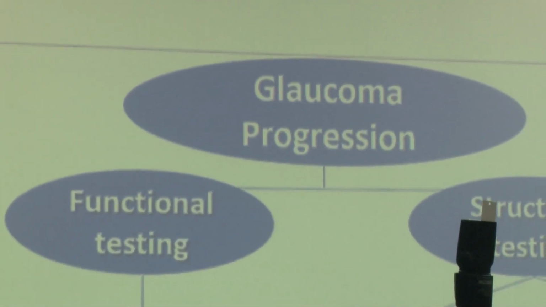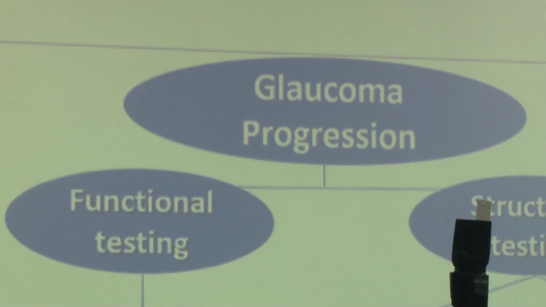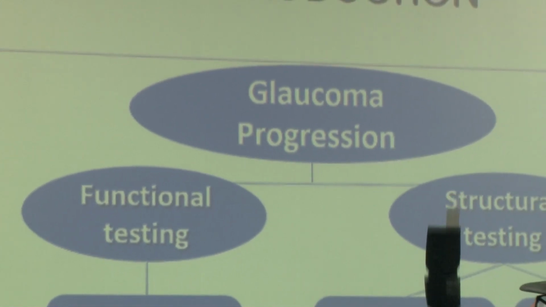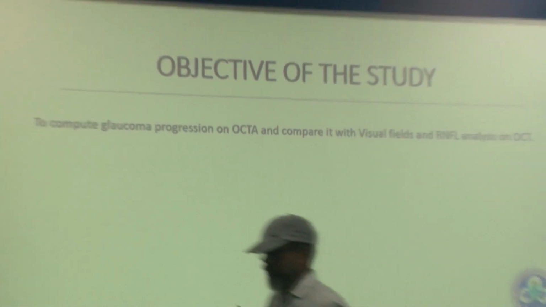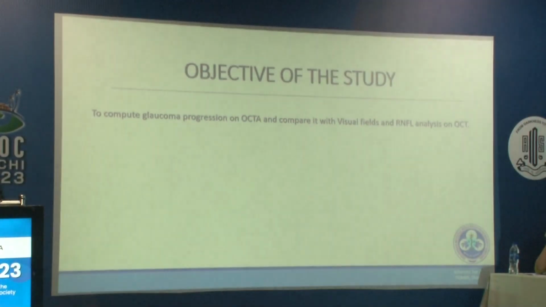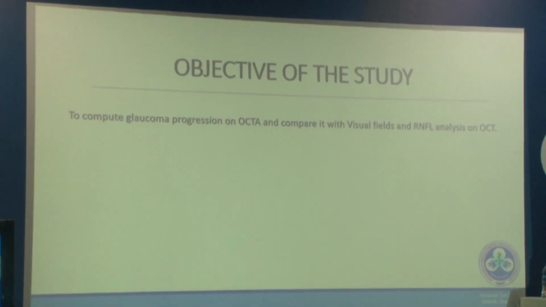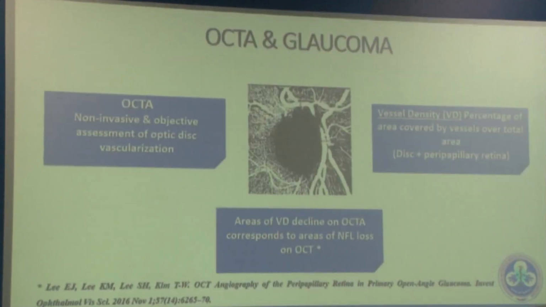Structural testing is usually done with the help of OCT, while OCT angiography is a new upcoming technology for glaucoma progression. So the objective of the study was to compute the glaucoma progression on OCT angiography and compare it with visual fields and RNFL analysis on OCT.